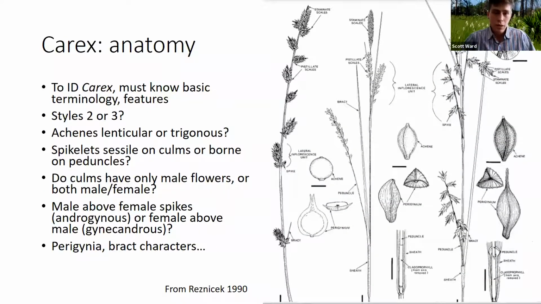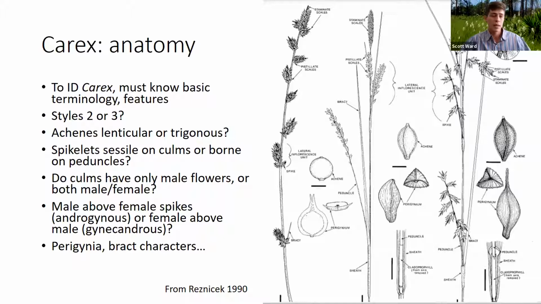To really get into Carex ID, it's important to be familiarized with certain anatomical traits. Even basic things like knowing what a spike is, what Perigynia are, and what achenes are is really important. Some of these splits, when you think about how they're organized in keys, come down to things as basic as, are the styles in numbers of 2 or 3?